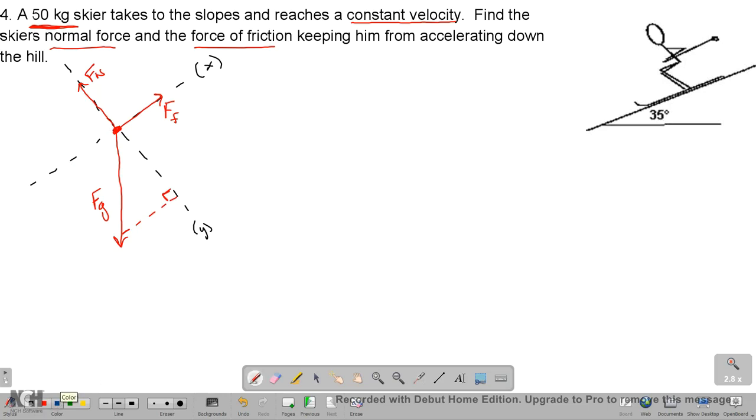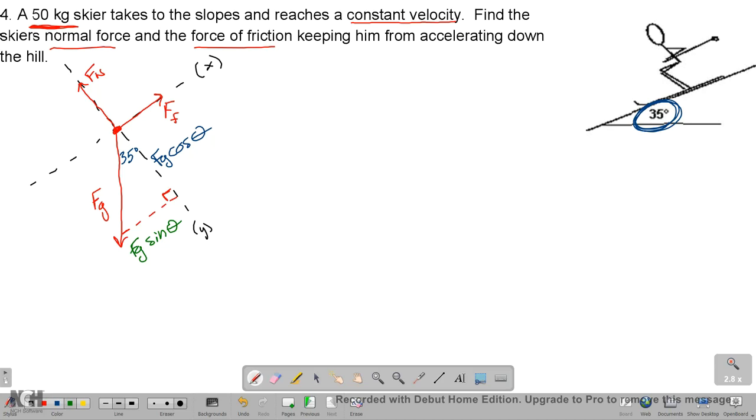So it tells us in the problem over here on the side that there's a 35-degree angle, and that means that it's also going to be 35 degrees up here. We are going to label the y-axis, the adjacent side, as Fg cosine theta. And we will label the opposite side Fg sine theta.